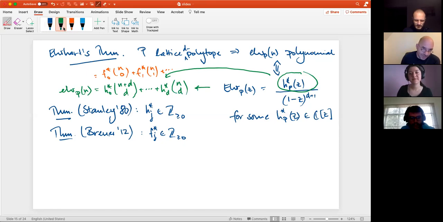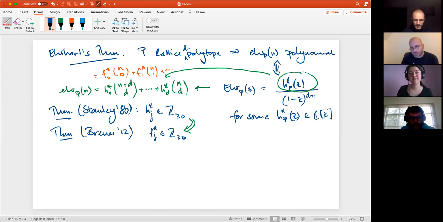I'm saying this shouldn't be called a theorem because if you write down the relation between h star and f star, you will realize once you know that h star is non-negative, f star has to be non-negative as well. So this is only a very, very small part of this theory of f star polynomials that Felix developed. There's much more there. Okay, so that's the connection to yesterday.